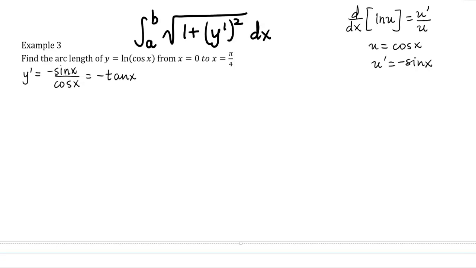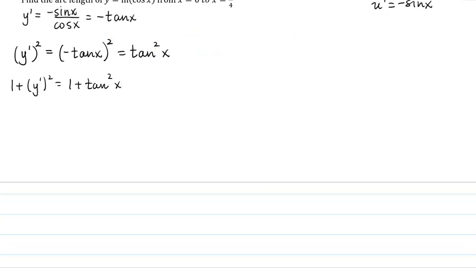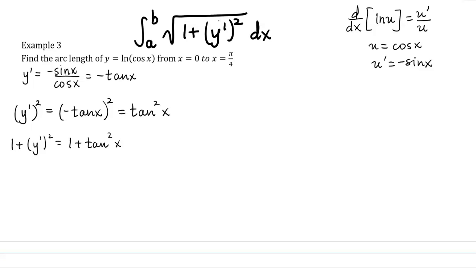Okay, so I'm going to go ahead and start setting the whole integral up here. Y prime squared is squaring a negative tangent to get a positive tangent squared. And then 1 plus y prime squared is 1 plus tan squared x. So that's what's going under our square root. So we have the integral from 0 to pi over 4 of the square root of 1 plus tangent squared x dx.